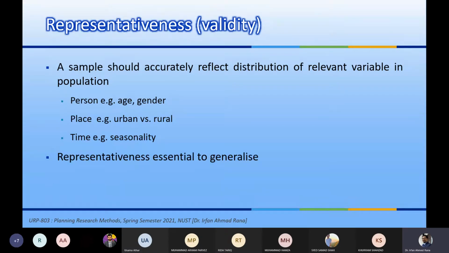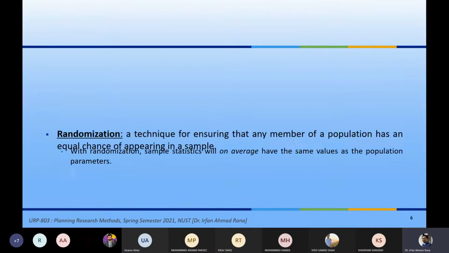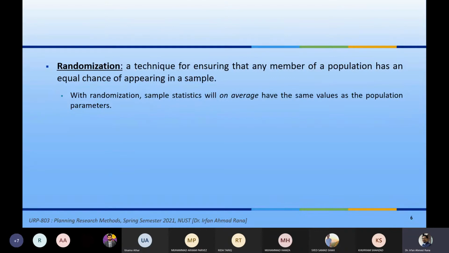So representativeness is very important because it tells you whether your sample is generalizable enough for the whole population or not. You need to check whether it is complete or not. If the representation is complete, that means your sample size is good, and a good sample has been collected. Okay.